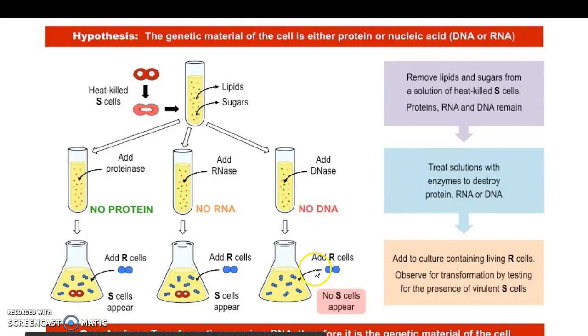So that meant DNA was the genetic material. DNA is the molecule that was passing on traits that the R cells could pick up and use. Without DNA, those R cells could not gain new traits. So this was really a breakthrough experiment that taught everyone that DNA is the genetic material. That's what has all the information that's needed to give you your traits.